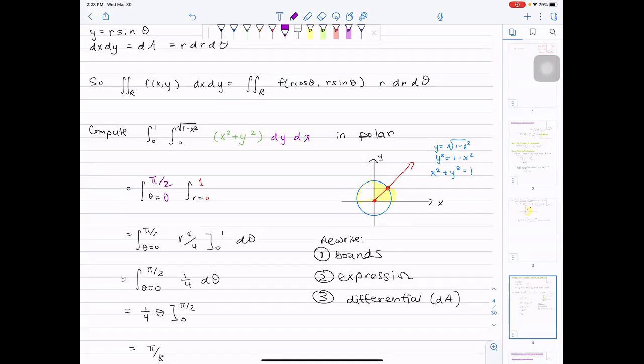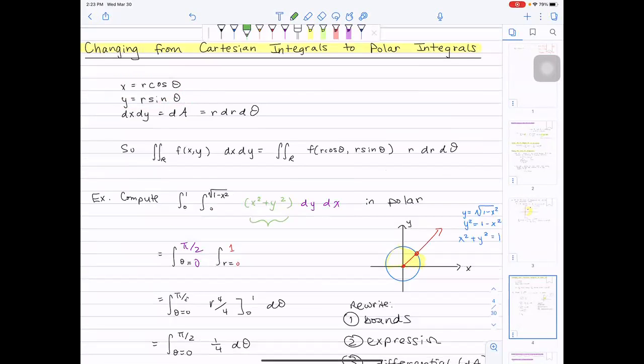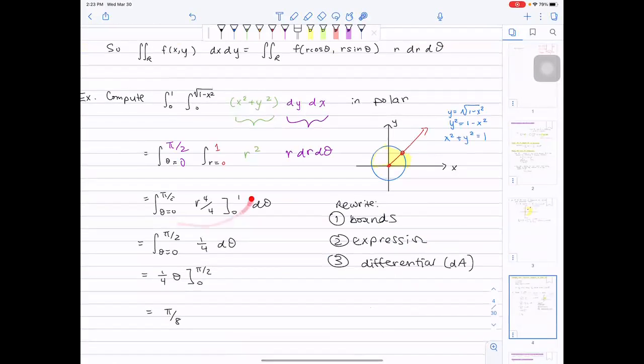Now we want to rewrite our expression. What is x squared plus y squared in polar coordinates? Based on our conversions, this is going to be r squared. And then this differential we can rewrite as r dr d theta. That would be your integral, and you can keep simplifying or evaluating it. You'll see that evaluating this is much easier than evaluating the first line, because the first line in x and y has a square root, which is messier.